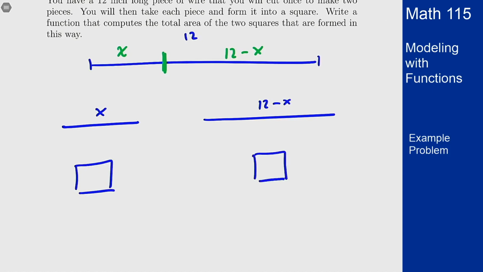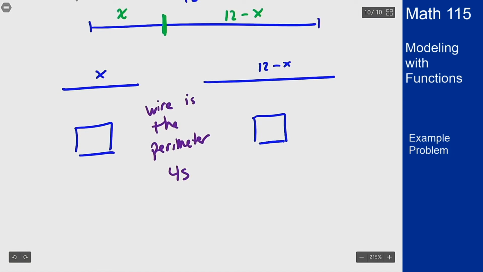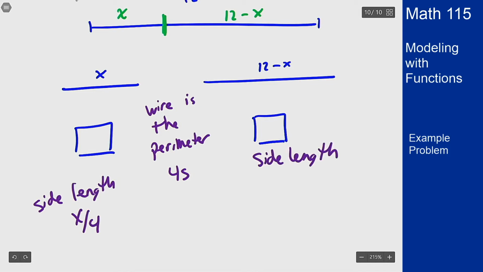Now if they're squares, what do I know? Well, I know all sides are the same length, and this length of wire must make up the perimeter. The perimeter of a square is 4s. That means for each case, the side length must be 1/4 the length of the wire. So in this case, I have a side length over here of x over 4, and over here, I have a side length of (12 minus x) over 4, or 3 minus x over 4.